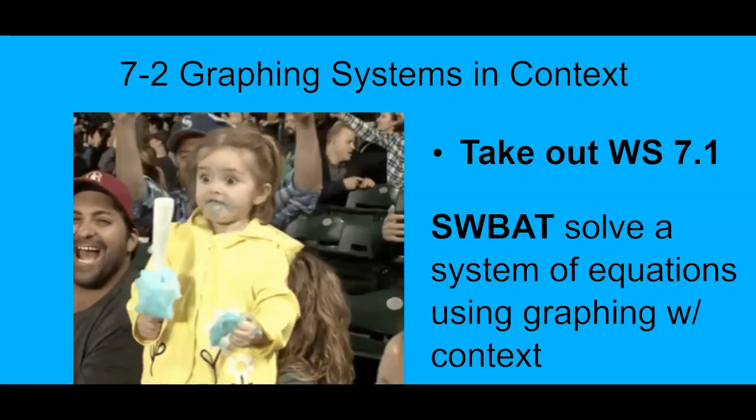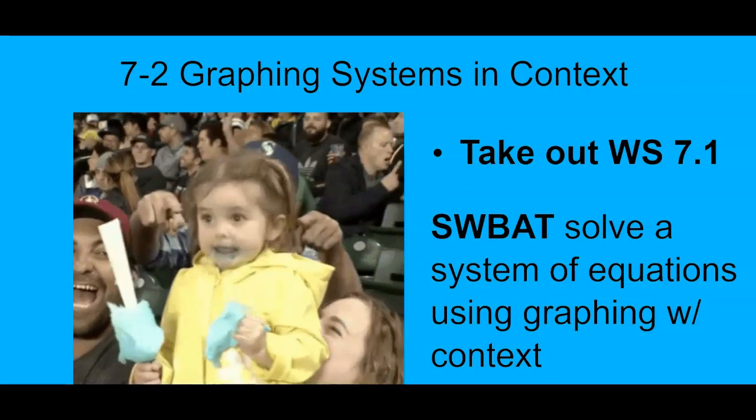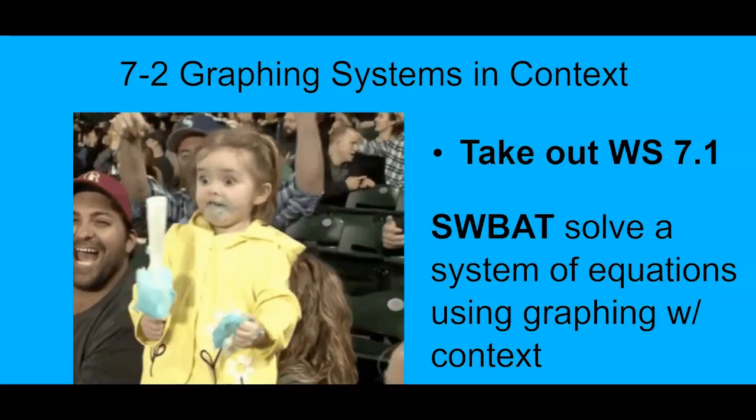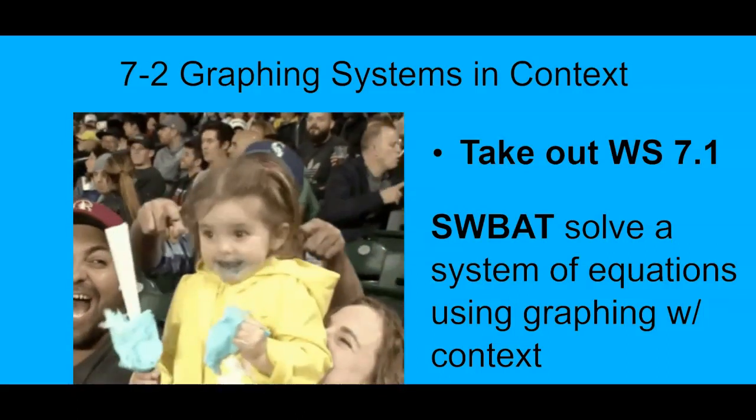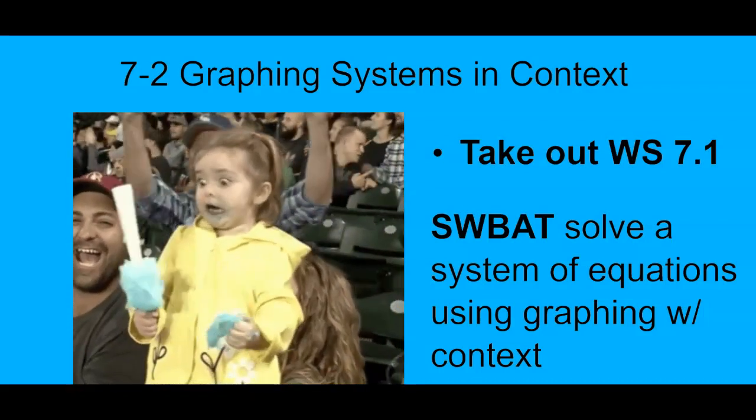Welcome to 7.2. So we are going to graph, but this time we're going to graph in context, so with a situation. So if you have not done so already, take out your 7.1 worksheet.